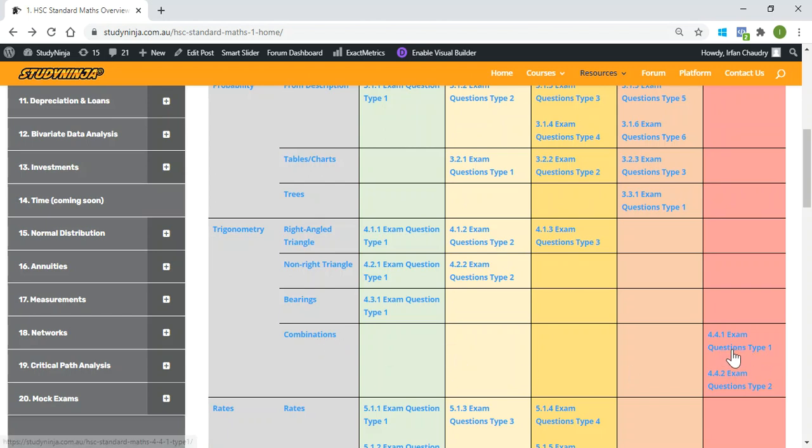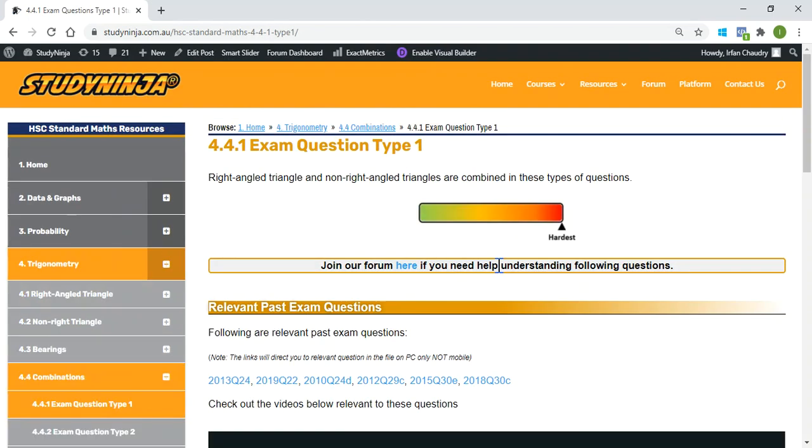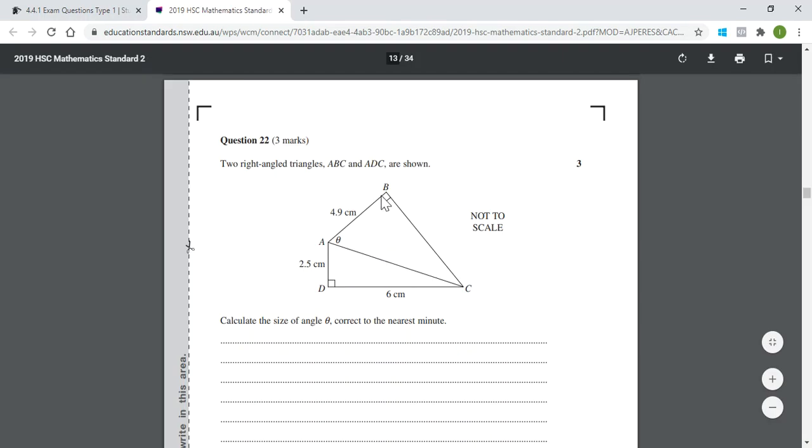This question came from 4.4.1, so type 1. Basically, there are two shapes that are joined together, and then you need to work out your answer. So let's open this question. You're given two right angle triangles, ABC and ADC. Now, what you need to work out is this angle theta.